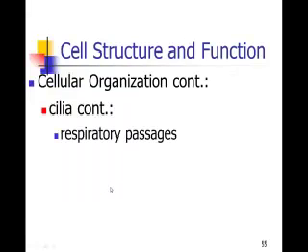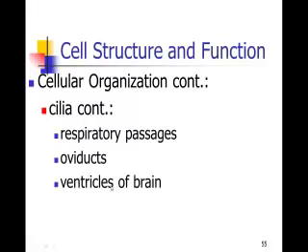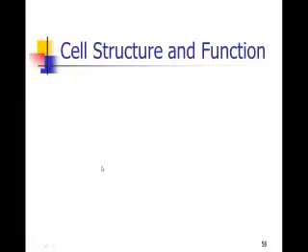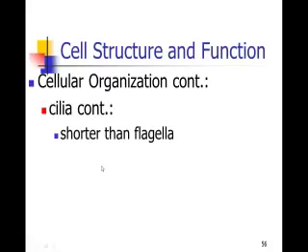Okay, so where do we find these cilia? In humans, we find them in the respiratory passages, the oviducts, and the ventricles of the brain. And the cilia are anchored by a structure called a basal body, and that's in the cytoplasm, and it does have those microtubule doublets running through it. So in the respiratory passages, the cilia move mucus, and in the oviduct or uterine tubes, they move the ovum toward the uterus, and then in the brain they move the cerebrospinal fluid.